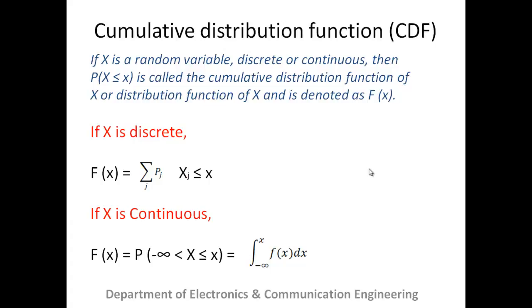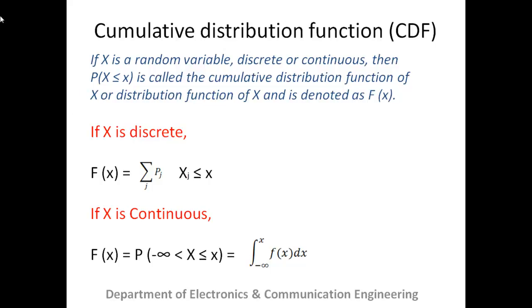Then we talk about the cumulative distribution function, or simply CDF. Now the definition: if x is a random variable, discrete or continuous. We don't say that the cumulative distribution function is calculated for discrete random variables only, or for continuous random variables only, but for both discrete and continuous. If x is a random variable, then the probability of x less than or equal to some particular value is called the cumulative distribution function of x, or simply the distribution function of x, and is denoted as F of x. So we basically calculate the probability of a random variable up to a particular value, from 0 to that value.